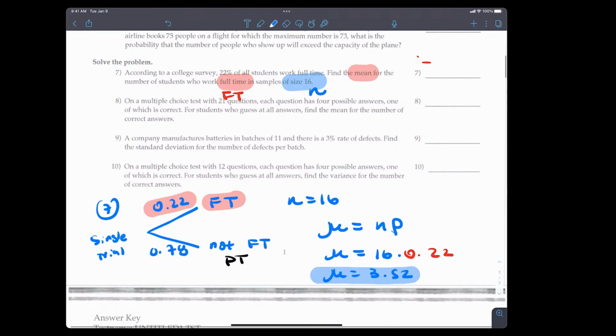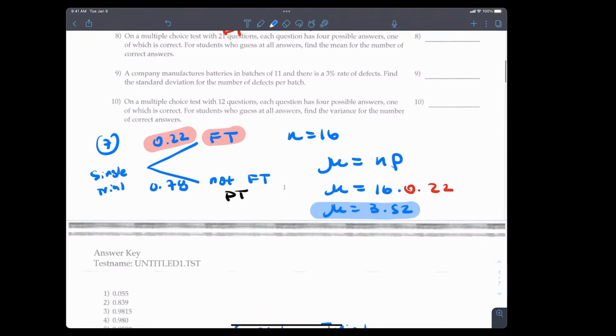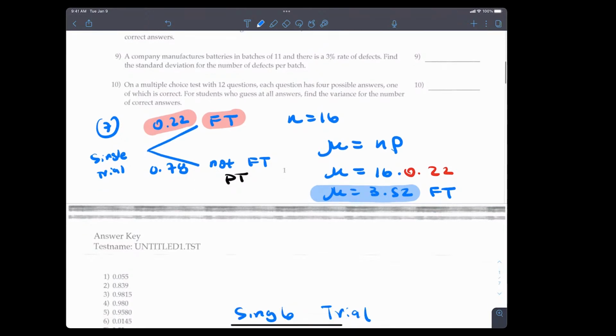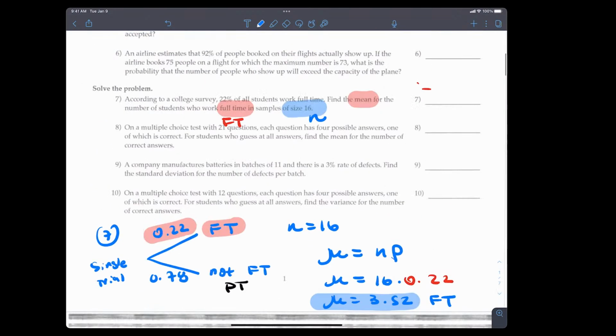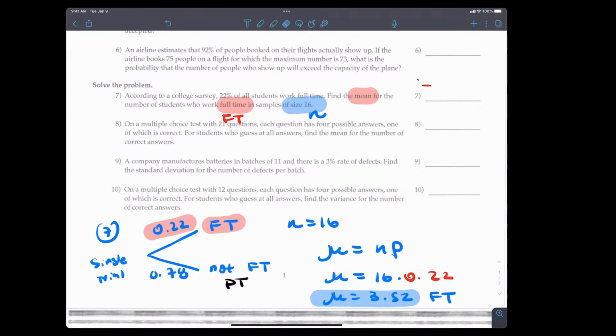So just going through and reading that one, number 7 here. Okay, so number 7 was according to survey. So, if you selected 16 students, 3.52 will work full time. That's the mean, the expected value. Work full time. Okay. All right. Now, let's see. What is number 8? So let me erase some of this stuff.